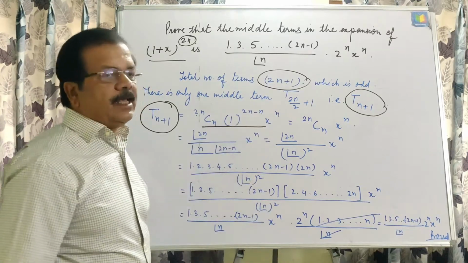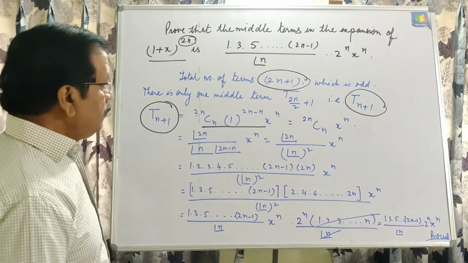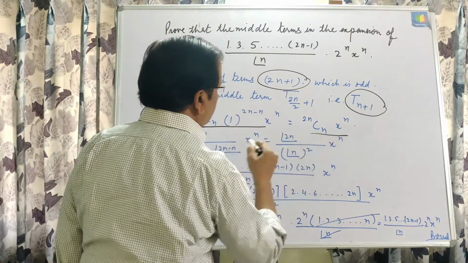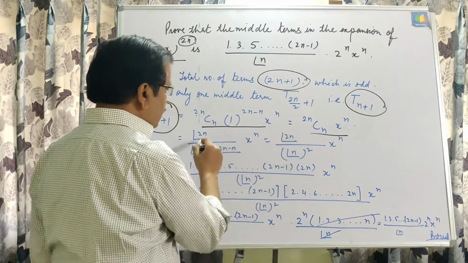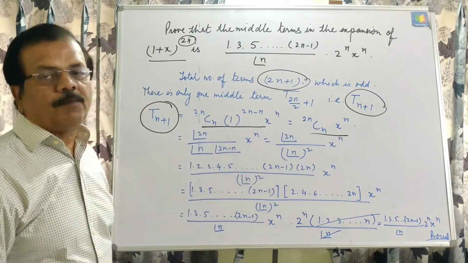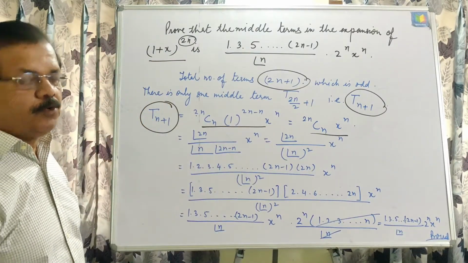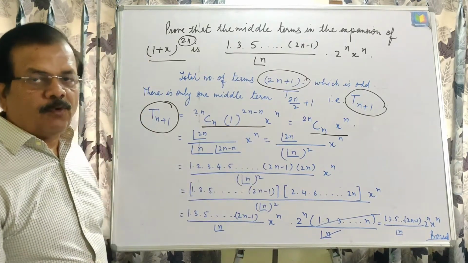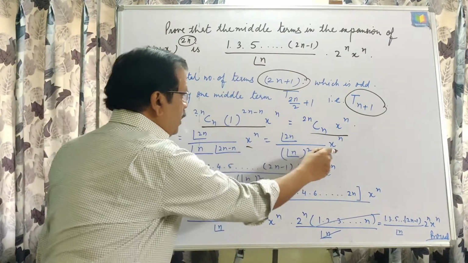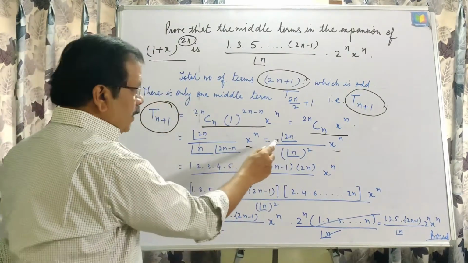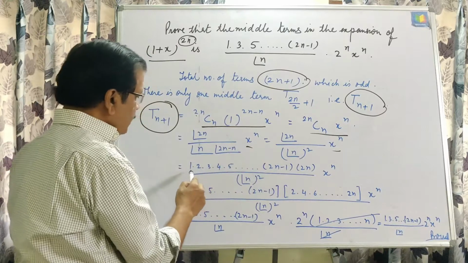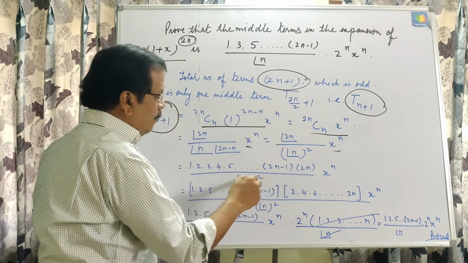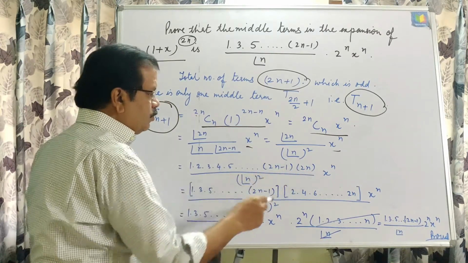Then this term is equal to 2nCn (1)^(2n−n) x^n. Using nCr x^(n−r) a^r, we get 2nCn x^n. This 2nCn can be written as (2n)!/(n! (2n−n)!), so (2n)!/(n!)² x^n. Now here we can expand this as 1, 2, 3 up to (2n−1), 2n over (n!)² x^n.